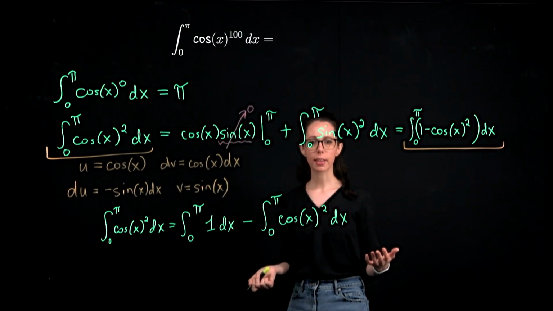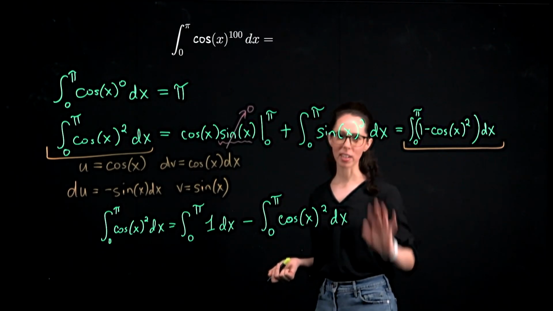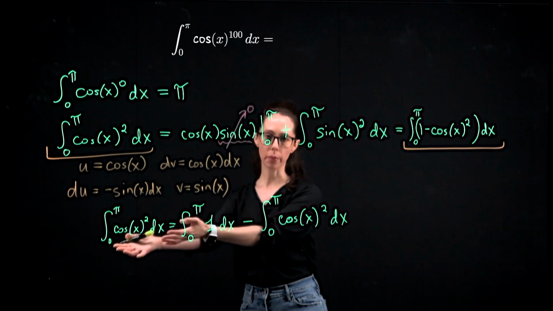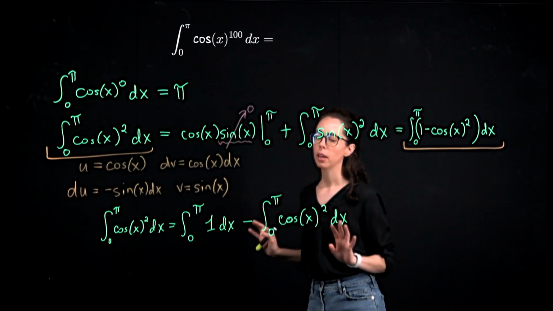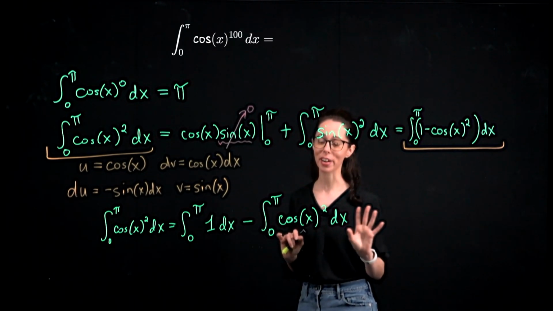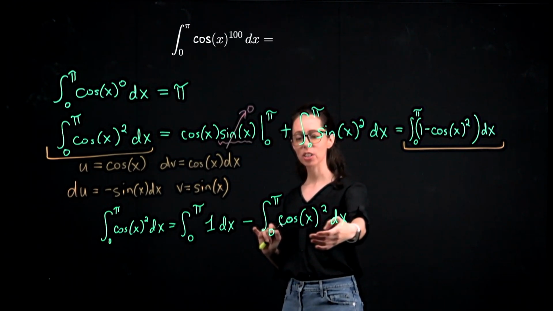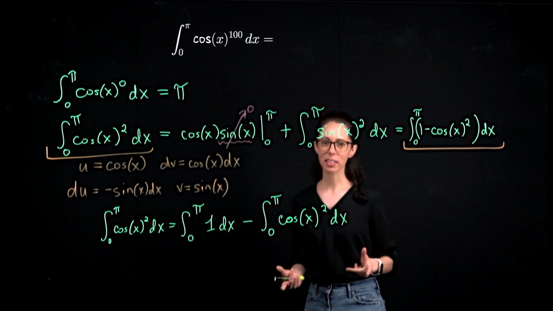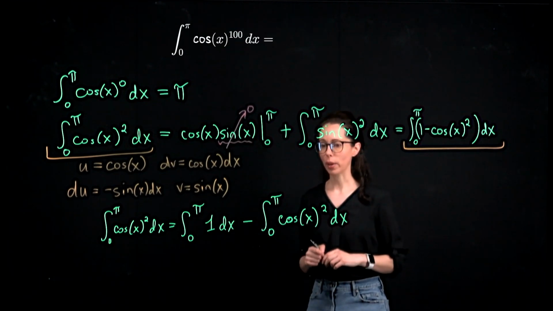Sometimes when students see this, they think we've done something useless because we don't know how to solve this. That's what we started with. However, we haven't really gone back in a circle. We're not back where we started because I can actually bring this term over to the left-hand side, combine like terms, and then isolate that like it's a variable in an algebraic equation.